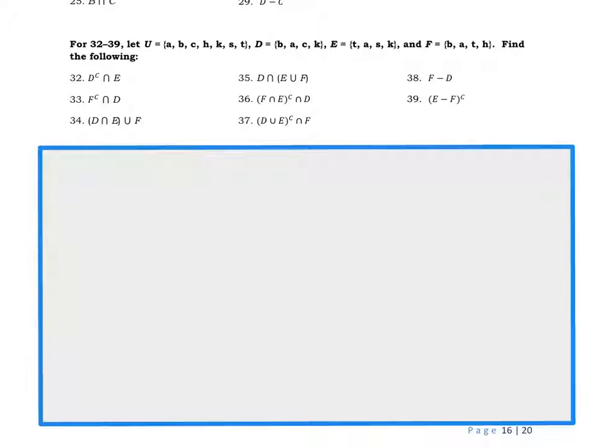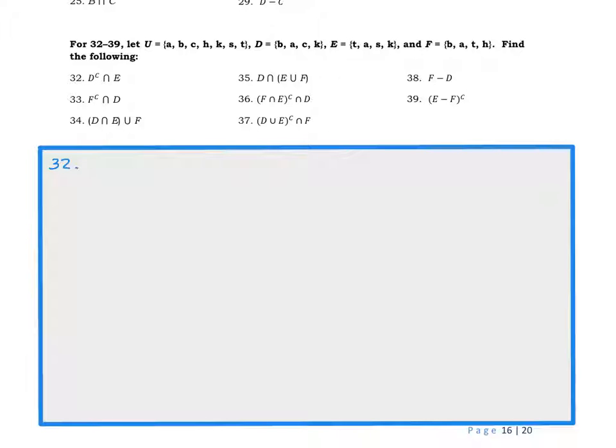Set theory, practice exercises 32 through 39. These sets are defined as you see. All right, so for number 32, we want the complement of set D.